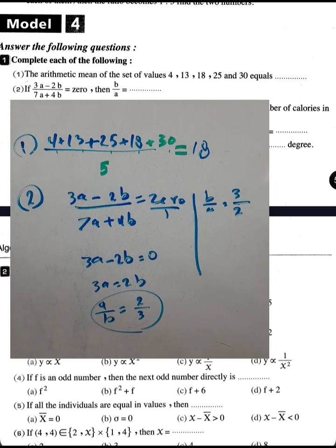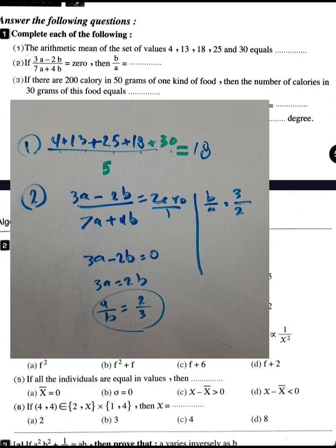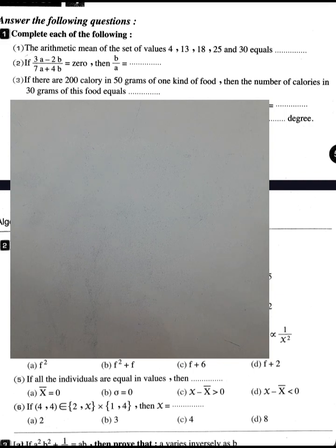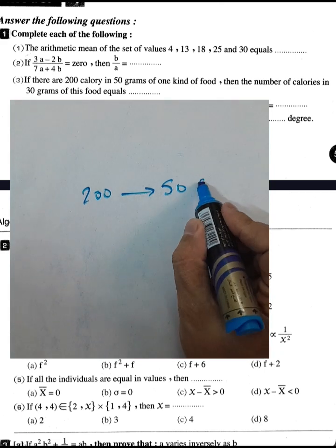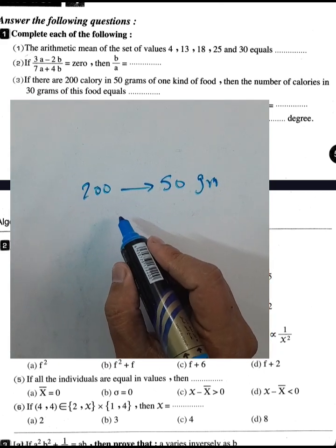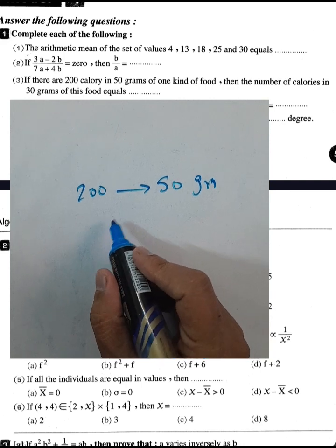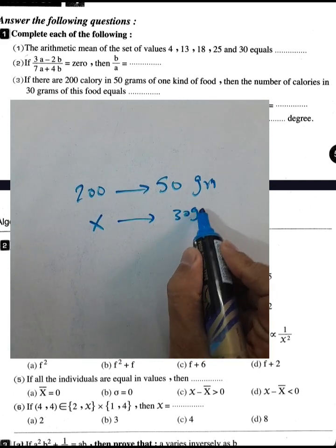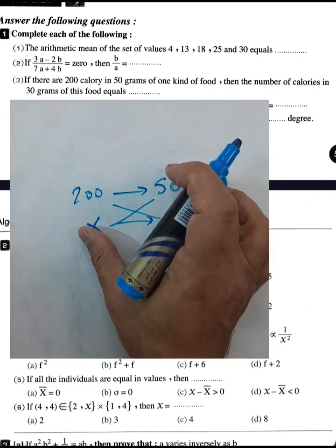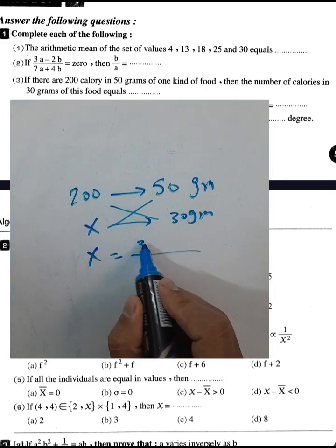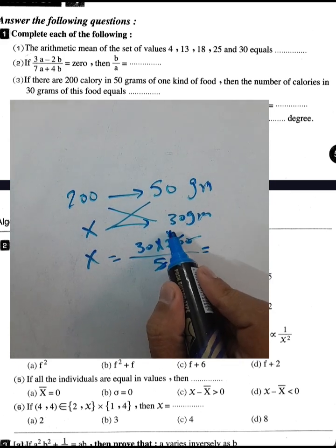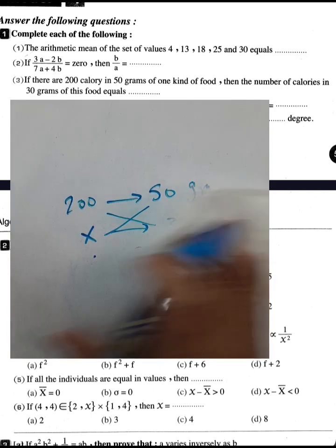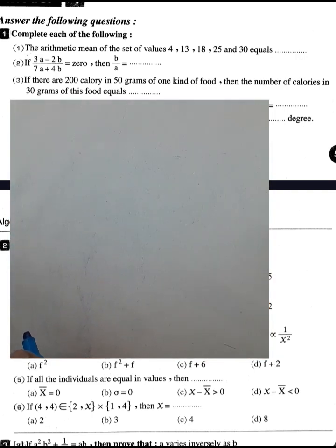Next example, number 3. If there are 200 calories in 50 grams of one kind of food, then how many calories are in 30 grams? We can use the property that the product of extremes equals the product of means. The value of x equals 30 times 200 over 50, cancel 0 by 0, 20 divided by 5 equals 4. 4 times 30 will be 120.